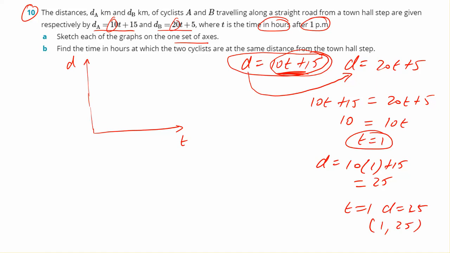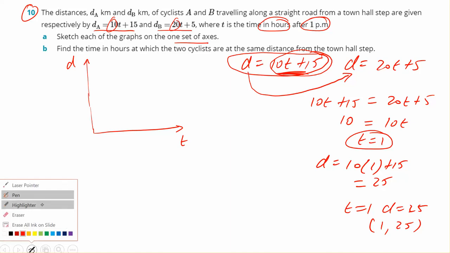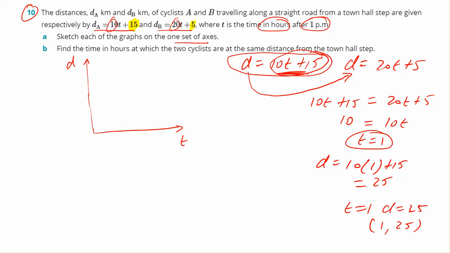Because in order to draw the graph, I want to get an idea of scale. First things first, I need to plot the y-intercept. The y-intercept is this, or known as the d-intercept in this case. So we've got 5 and 15. Now, we know that this graph, dB, is increasing at a faster rate than dA. So because the slope is steeper, it's going to overshoot the slope of dA. So it's going twice as fast. So you're going to have an intersection like this. And we can label this intersection because we know it's (1, 25).